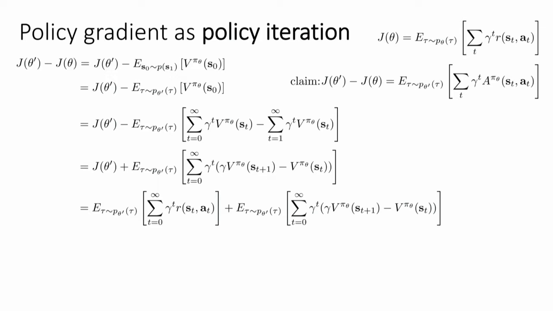I'm allowed to do that. That's literally the definition of J theta prime. And of course, because it's J theta prime, its expectation is also under p theta prime. So the expectations are with respect to the same distributions. So now I can merge these two expectations by linearity of expectation.